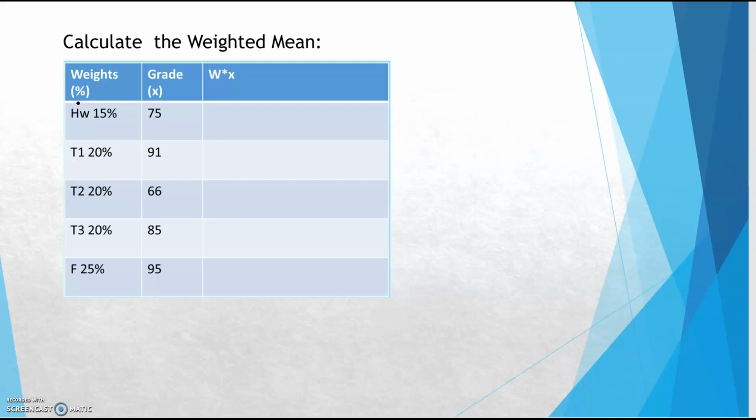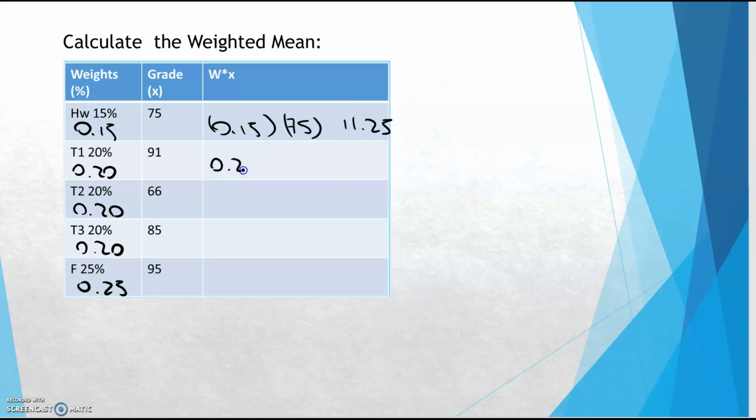Okay, so the first thing you're going to do is get all of these percentages out of percentage and make it just a decimal. So this would be 0.15, 0.20, 0.20, 0.20, and 0.25. Okay, so the thing that's being weighted is your homework, or this grade right here. So this would be 0.15 times 75, which would give you 11.25.